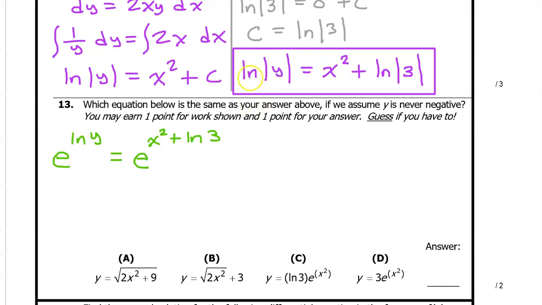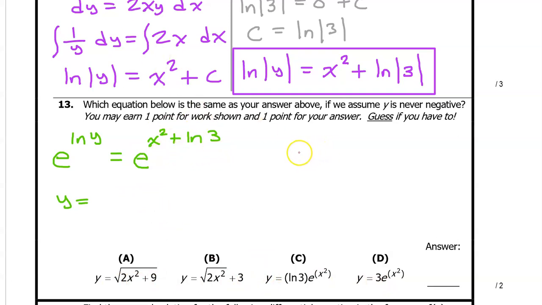We can get rid of the natural log by exponentiating both sides of the equation. In other words, drop a base e on both sides. Base e and natural log are inverse functions, so they cancel each other out, and it leaves you with y equals. So really, I have y equals this, but the reason why I'm not just writing that down is because I see that that doesn't match any of my answers. So I'm going to have to do something to this. So what am I going to do?